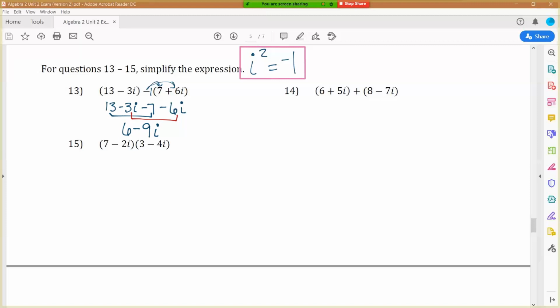Question 14 is actually easier than question 13 because this time it's addition between your two sets of parentheses. Since it's addition, all you need to do is combine like terms. So when I look here, 6 plus 8 is 14. Positive 5i and -7i give you -2i. Final answer. So those two are my favorite because they're pretty straightforward. The only thing you've got to watch for is that negative.